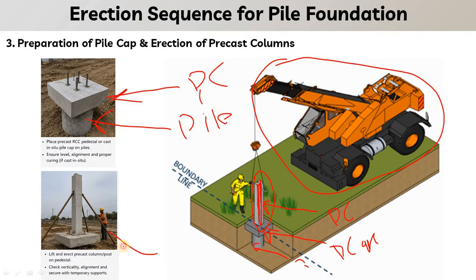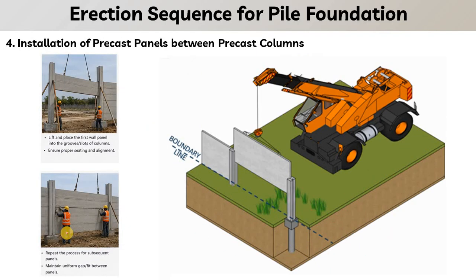In this picture also you can see there is a pile cap and we have the column, and that is connected with the threaded nut and bolt system. And at the last, after the erection of the columns, here you can see a number of columns have been erected. This is one column, this is two column, and between these two columns the wall panel will be slided from the top into the groove of the columns.